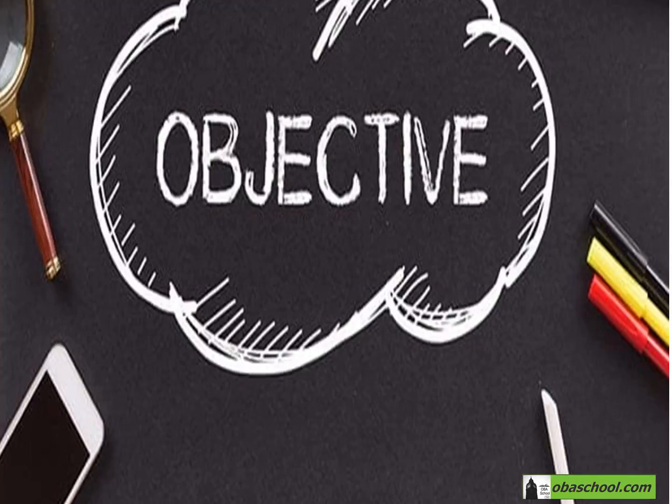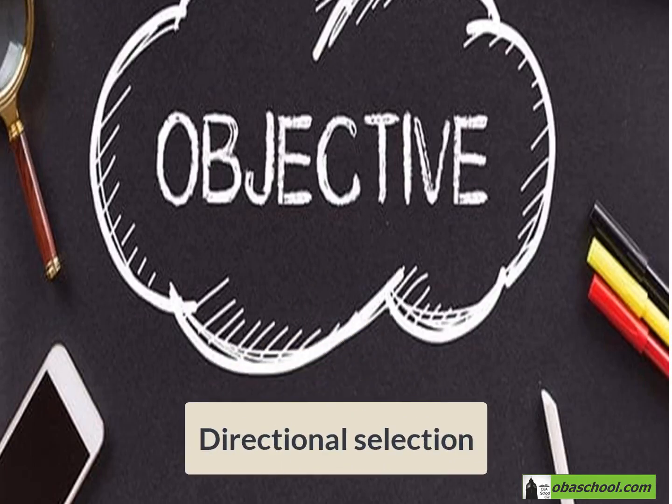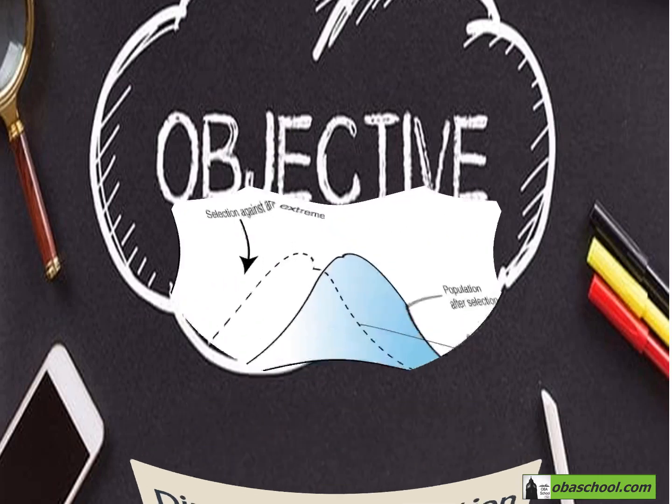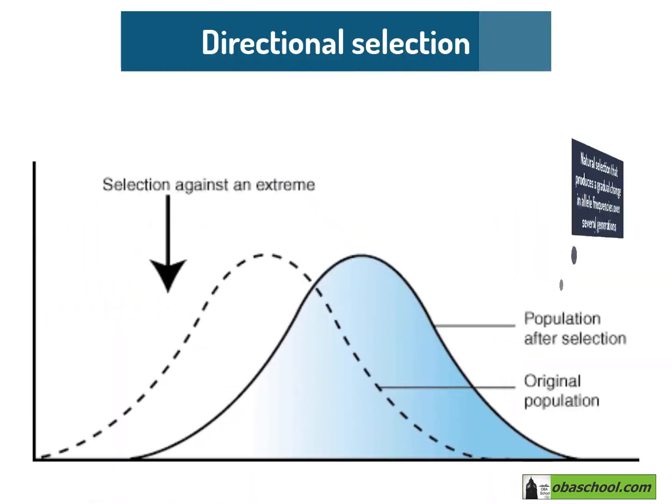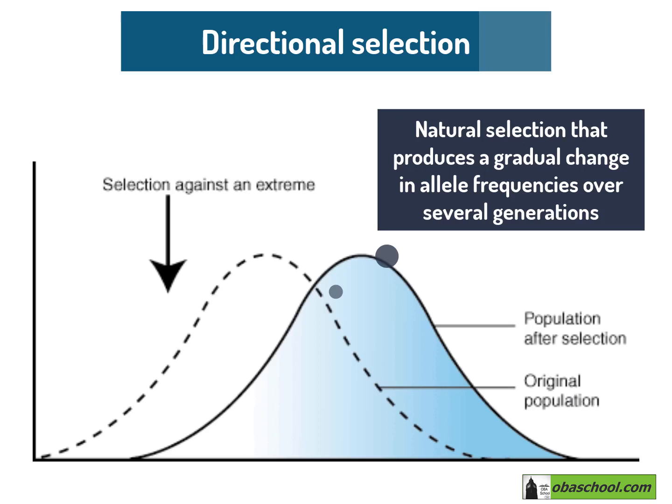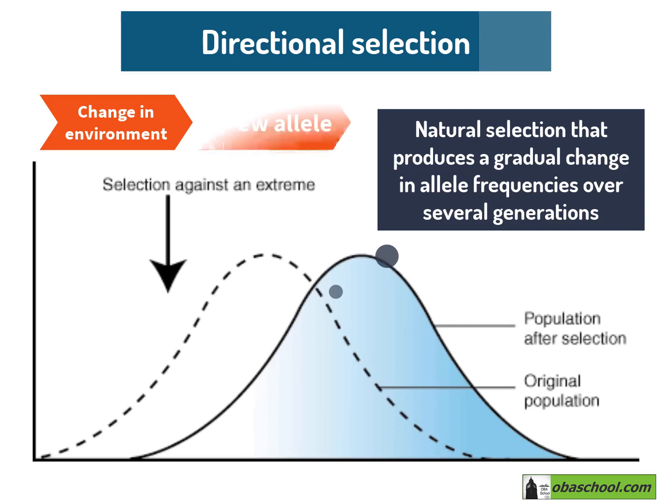And now we are going to learn about the second type of selection, which is the directional selection. Directional selection is natural selection that produces a gradual change in allele frequencies over several generations. This usually happens when there is a change in environment, selection pressures, or a new allele that has appeared in the population that is advantageous.